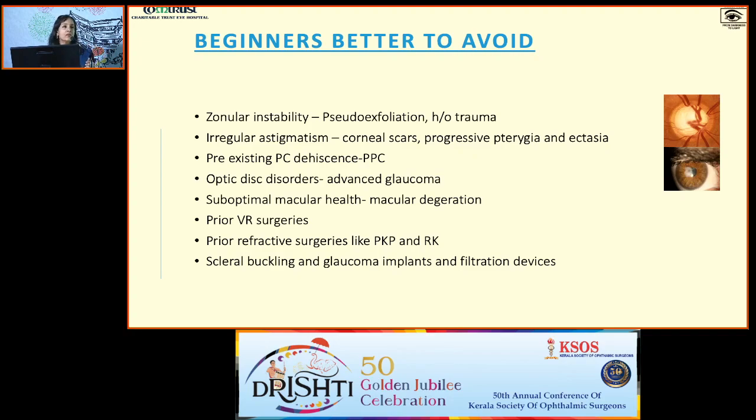Then advanced glaucoma, definitely, however much you do a good cataract surgery is not going to affect the visual outcome because of the optic disc abnormalities, like, say, if it is an advanced glaucoma, suboptimal macular health or macular degeneration because of various causes, age-related or myopic, etc. Prior VR surgeries, again, no contraindication as such, but beginners better to avoid. Prior refractive surgeries like PKP, RK, the end results or the outcomes are variable. That is why beginner surgeons, to get your confidence, first few cases, better to avoid these cases. Previous history of scleral buckling, glaucoma implants and filtration devices.